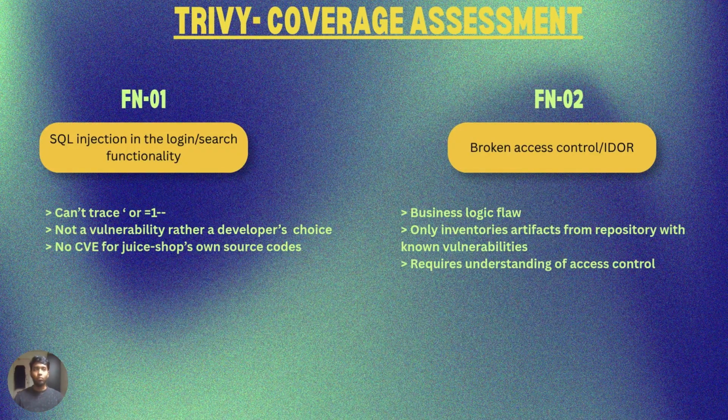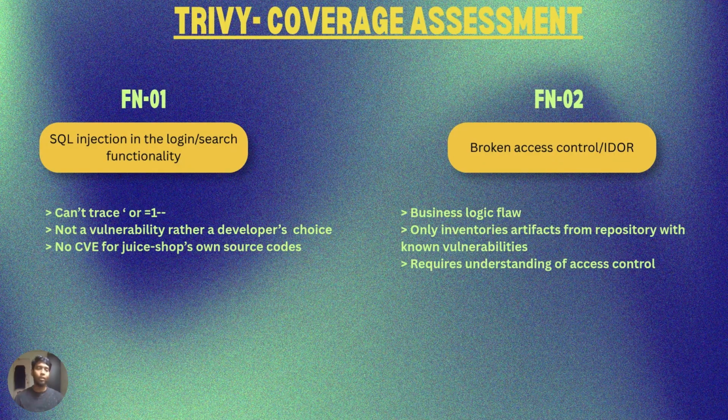Of course, just using five samples does not actually tell us whether or not this tool is omnipotent, because this tool also has some limitations. If we look at the identified two false negatives here, the first false negative that Trivy failed to identify is the SQL injection. It cannot even trace the basic SQL attack like the one mentioned here, because this is not actually a vulnerability.